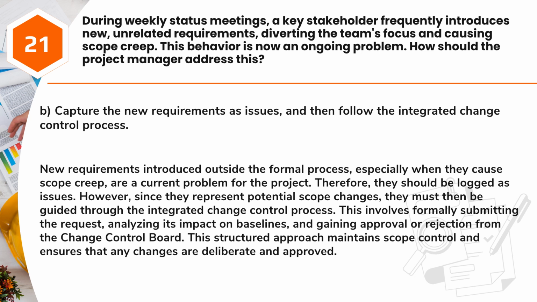Answer: B. Capture the new requirements as issues, and then follow the integrated change control process. New requirements introduced outside the formal process, especially when they cause scope creep, are a current problem for the project. Therefore, they should be logged as issues. However, since they represent potential scope changes, they must then be guided through the integrated change control process. This involves formally submitting the request, analyzing its impact on baselines, and gaining approval or rejection from the change control board. This structured approach maintains scope control and ensures that any changes are deliberate and approved.